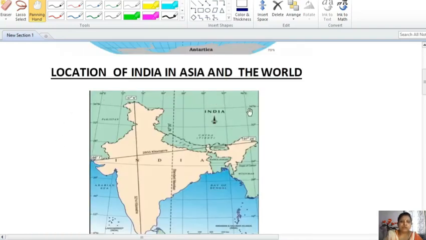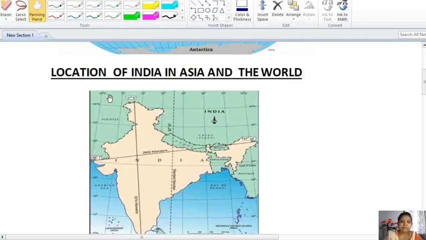Now, I will show you these important latitudes and longitudes on the map of India. Here, this is known as the Tropic of Cancer, which is located in the northern part. This is known as the Tropic of Cancer, which is passing through the center part of India, and this is known as the central longitude of India.